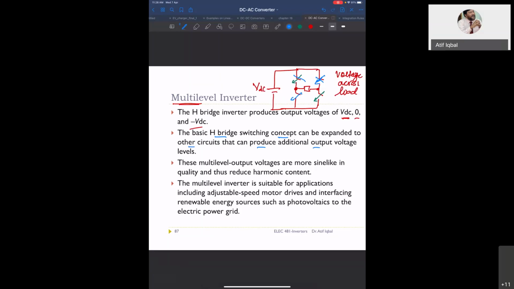So these multi-level output voltages are more sine-like in quality and thus reduce harmonic components. The multi-level inverter is suitable for applications including adjustable speed motor drive and interfacing renewable energy sources such as photovoltaic to the power grid. So what we see is that the output voltage in the case of multi-level inverter will be like this.